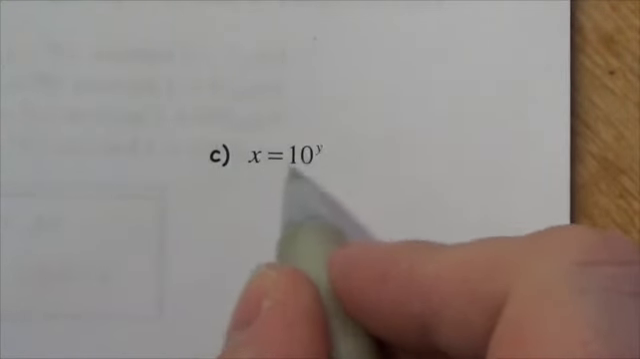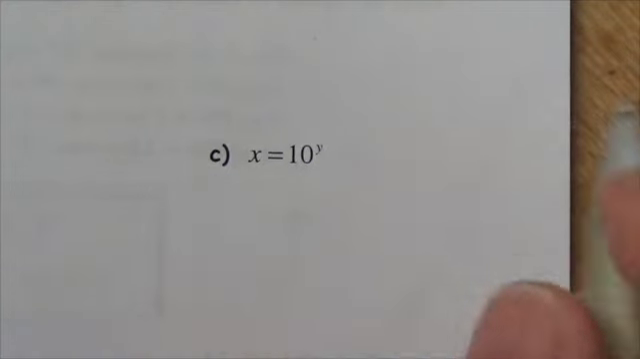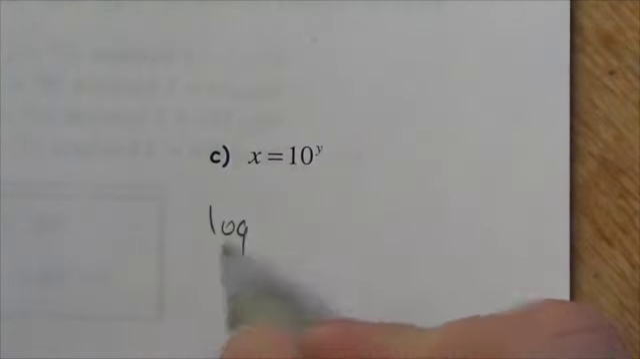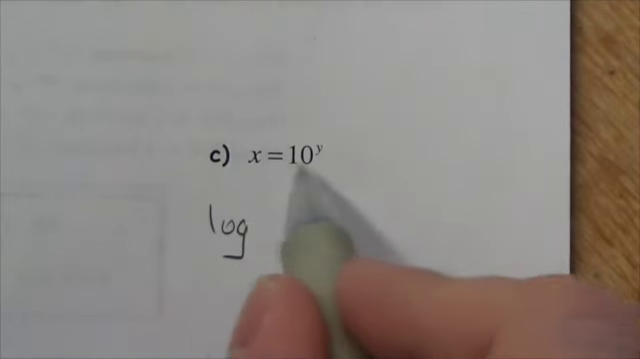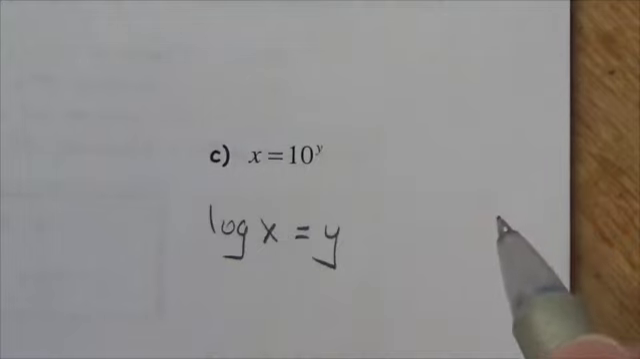The base of the power is the base of the logarithm. In this case, because it's 10, I will just write log. The logarithm is going to equal the exponent, so the y there, and whatever the power is equal to, that's the argument of the logarithm.